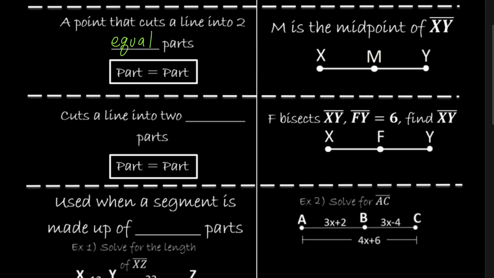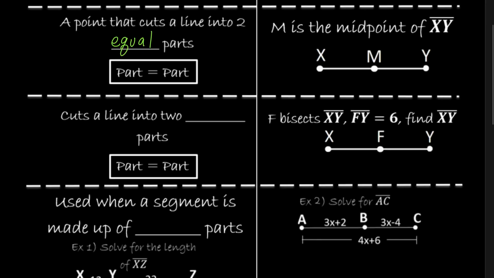How do I mark parts congruent? The equal squiggly. So am I just going to do this? You could write it out as a statement, line segment XM is congruent to line segment MY. However, there's a way to mark on the line that these are congruent. You just put a little dash on the line.